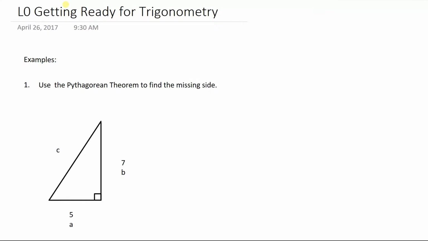So remember that the Pythagorean theorem is a squared plus b squared is equal to c squared, where c squared has to be the hypotenuse. We're pretty lucky in this question because a and b are labeled as a and b, and we're finding c. It's a little bit less work than finding one of the non-hypotenuse sides. So we have 5 for a and 7 for b is equal to c squared. So 25 plus 49 is equal to c squared.